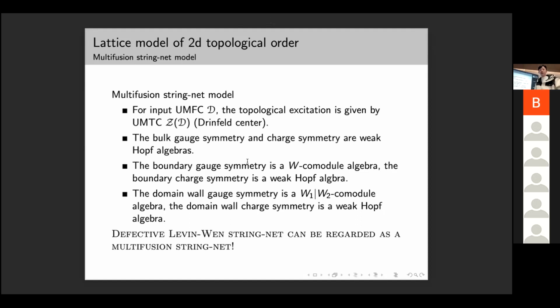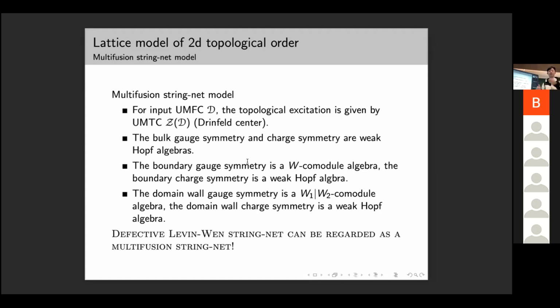And now the basic question for this model is what the charge symmetry is and what the gauge symmetry is. The gauge symmetry should be a group algebra. The charge symmetry is also a group algebra. The charge symmetry must be a quasi-triangular group algebra, because the outer phase is a unitary modular tensor category.